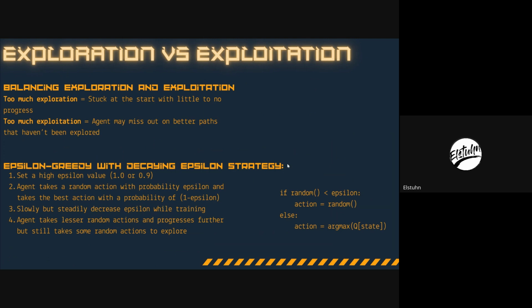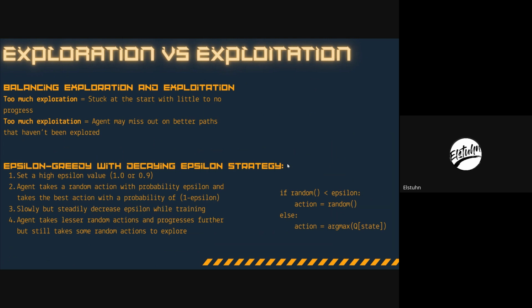Too much exploration, obviously, and you're getting stuck at the start with little to no progress. And if you have too much exploitation, the agent will miss out on better paths. For example, just now, it missed out on the gold coins. So maybe going to the gold coins, initially you will lose out on reward because you're going further from the end. But in total, the cumulative reward will be more than going straight to the gold chest. So we want to balance both.